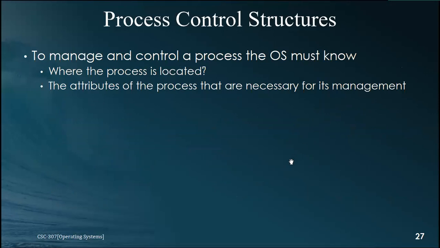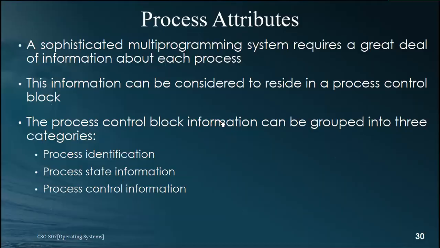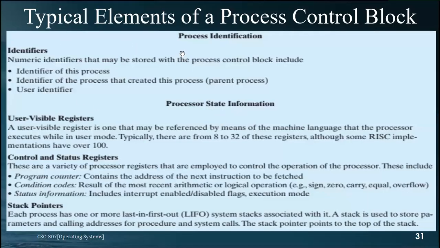So if this feels confusing, let's just go to the process typical elements. So what are the elements that are in the process? The user data, user program, system stack, and process control block. So these four types of information are in the process image. And then how do we store this information? As you can see, this is the first part. We store process identification. So what does identification mean? Process identifier of this process, identifier of the process that created the process, parent process in short, user identifier, who is actually using the computer.